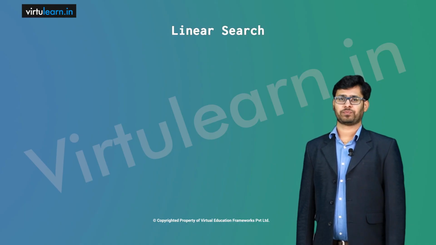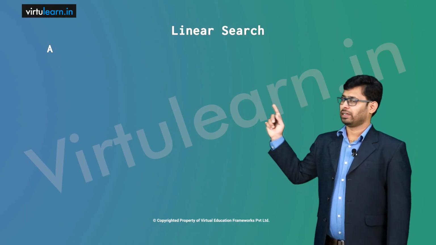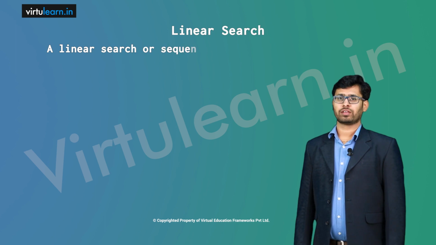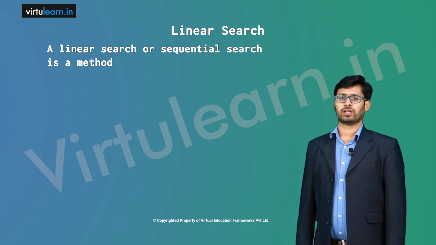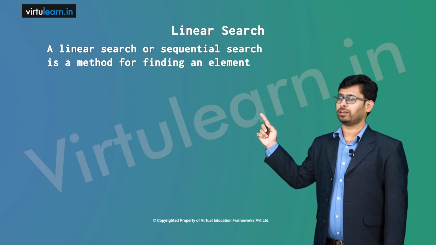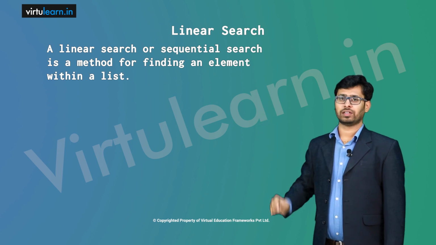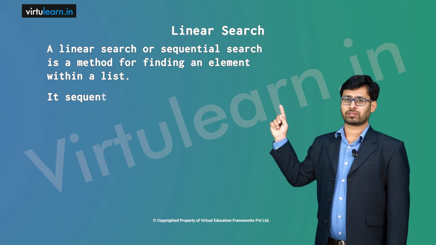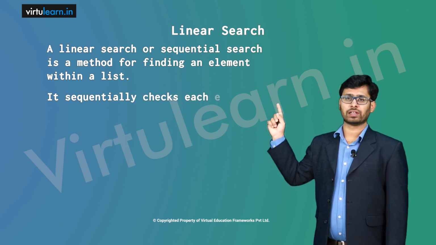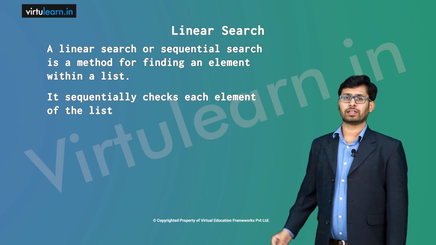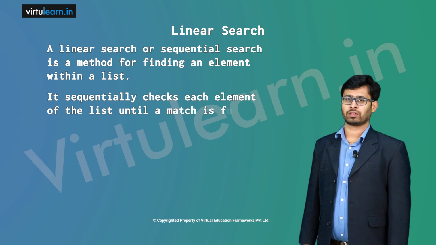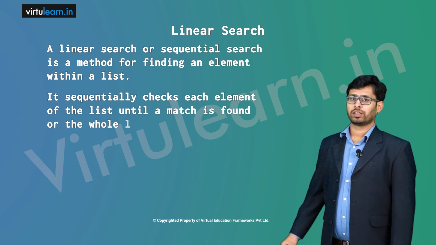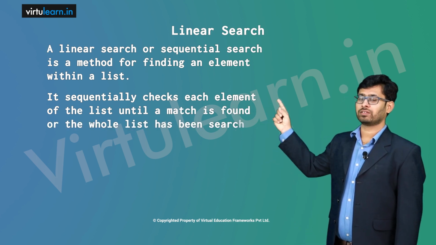Linear search. A linear search or sequential search is a method for finding an element within a list. It sequentially checks each element of the list until a match is found, or the whole list has been searched.